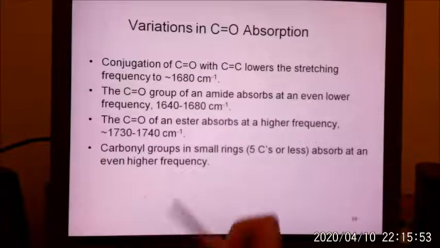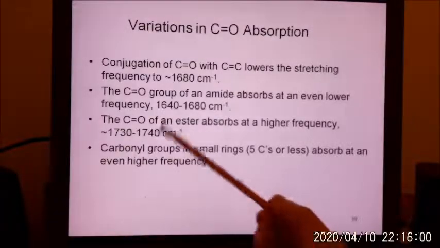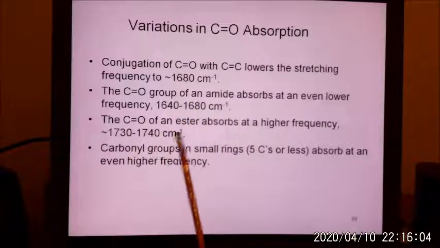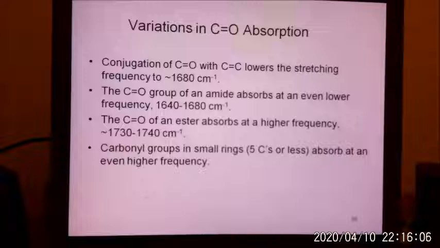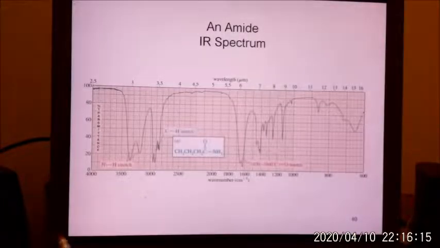Conjugation, we were talking about the conjugation of your carbonyl, will lower your carbonyl frequencies, 1710 down to 1680. Amides are very low. Esters, because of the electron withdrawing group, are very high. Small rings, because they're strained, have a very high frequency. So let's take a look at both of them.